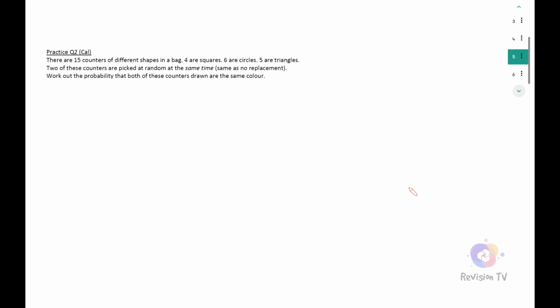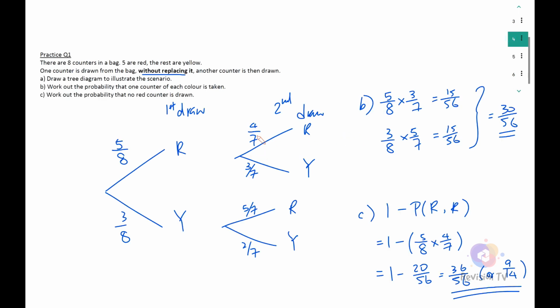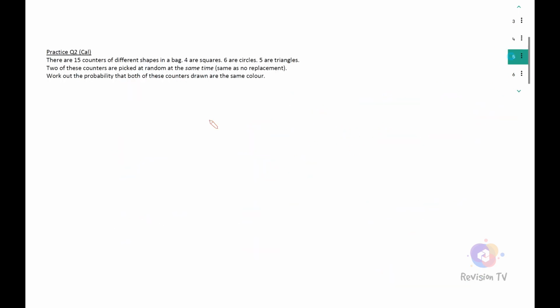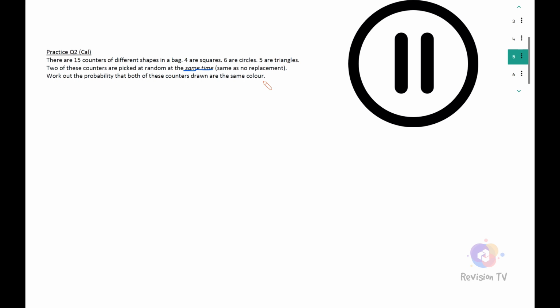Practice question number 2. This time, the question did not ask you to draw a tree diagram, so you're not really required to do one. Sometimes it's quicker not to draw a tree diagram as well. The tree diagram is just for you to understand why the numbers go down by 1. But here you can do it without it. Try to do it without it. Another type of question you could be asked is when they say 2 of these counters are picked at the same time. At the same time means you're not replacing them. So pause the video, have a go at the question. When you're ready for the answer, you can press play.